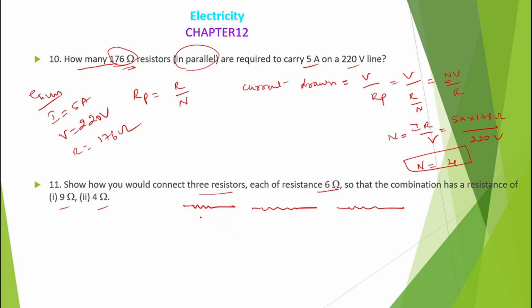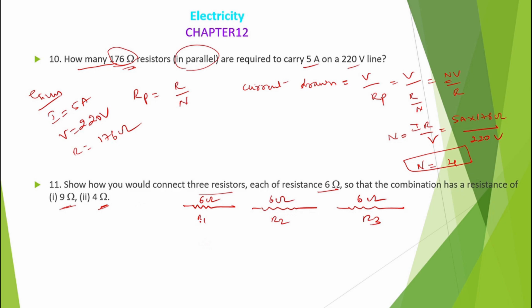Three resistances, R1, R2, R3. Each resistance is the same, 6 ohm, 6 ohm, 6 ohm. You want 9 ohm and 4 ohm. How will you connect, whether it is parallel or series?